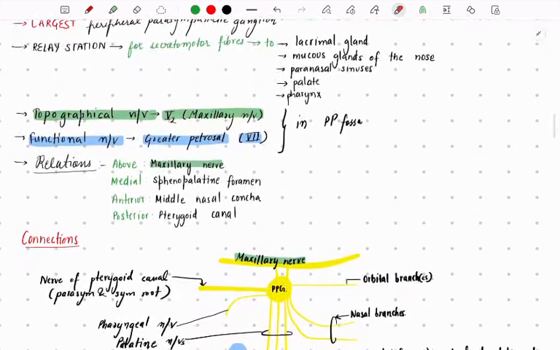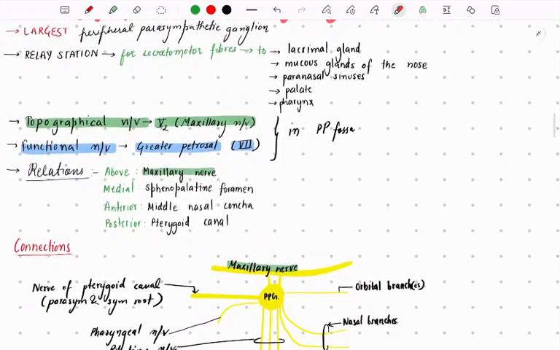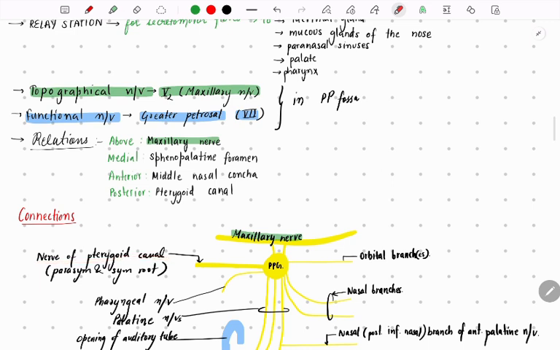Okay, so for the ganglion, if you know the pterygopalatine fossa, you know that on the medial wall there is the sphenopalatine foramen, and on the posterior side is the pterygoid canal, through which the nerve of the pterygoid canal, or Vidian's nerve, passes. You will remember this, right? The maxillary nerve is above, behind is the pterygoid canal, medial is the sphenopalatine foramen, and anterior is the middle nasal concha, whatever you say it. I say it as concave.